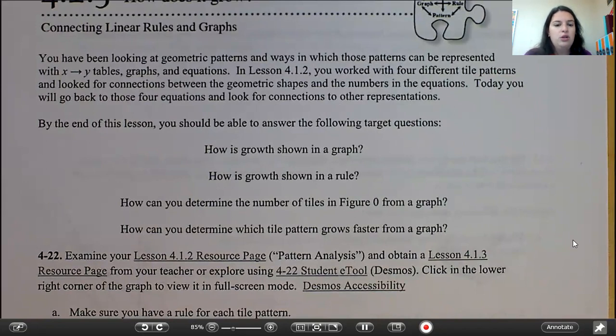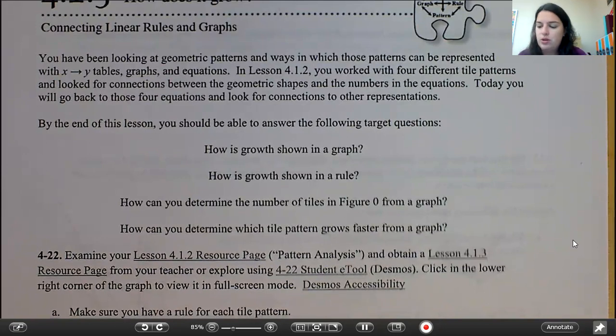How is the growth shown in a graph? How is the growth shown in a rule? How can you determine the number of tiles in figure 0 from a graph? How can you determine which tile pattern grows faster from a graph? So we're going to start with question 422.